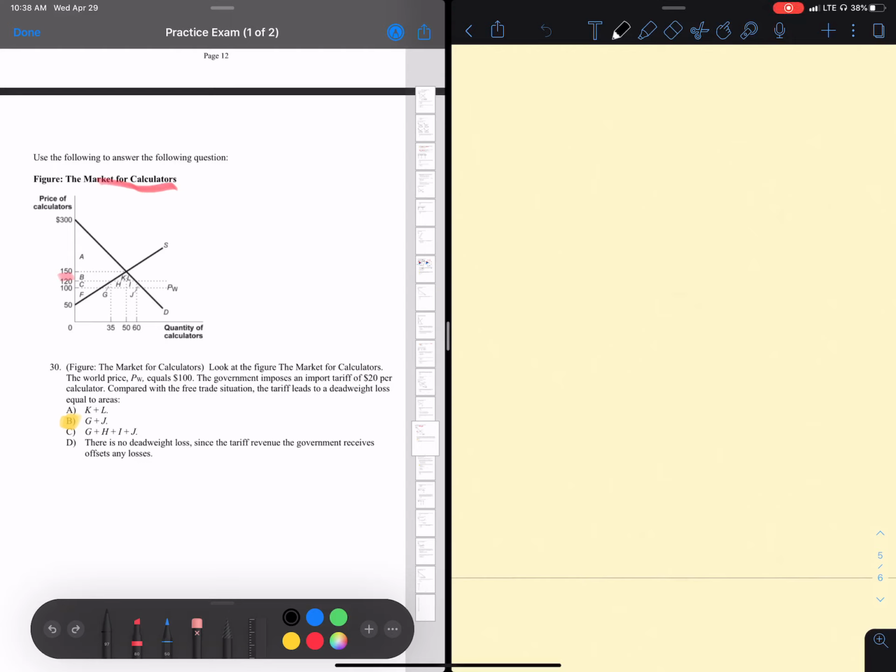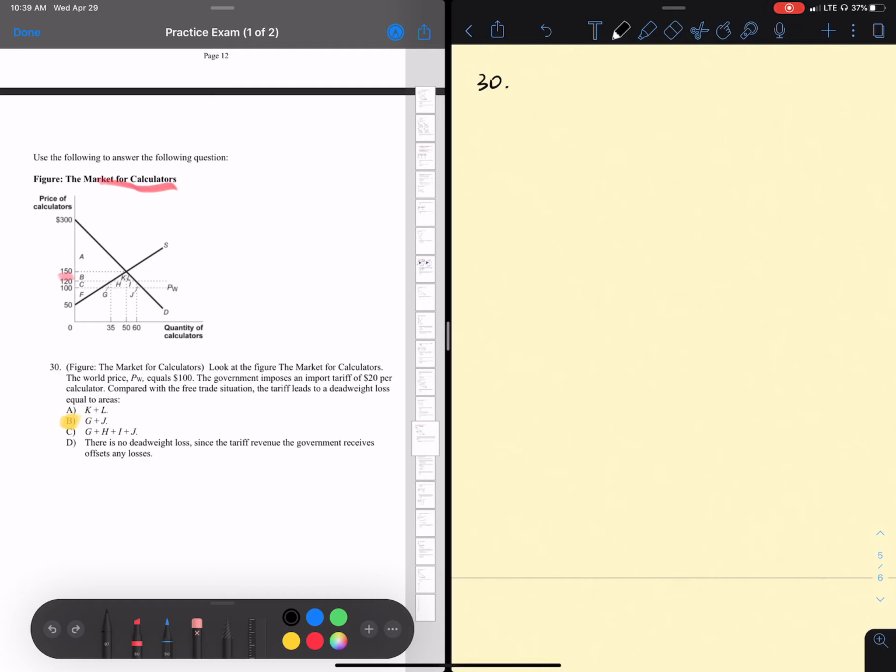Okay, so let's talk about number 30. Question 30 is probably the most difficult one for the price controls and the graphing. You can tell directly from the graph, right? There's a lot of details there, so I will show you step by step.